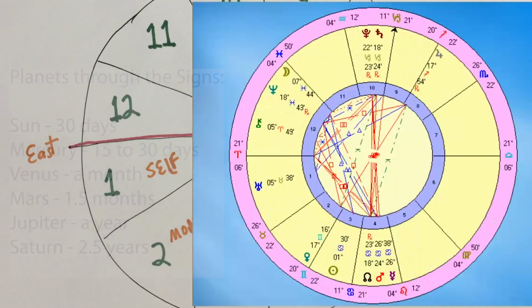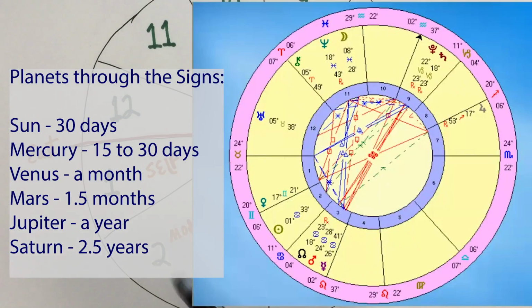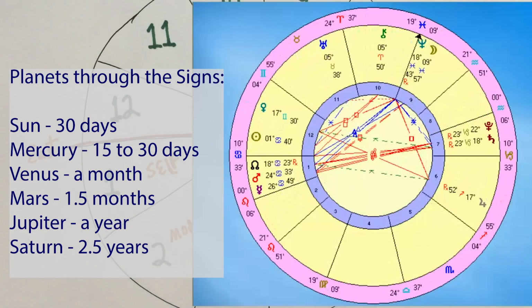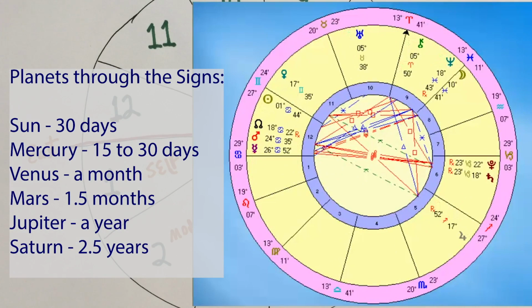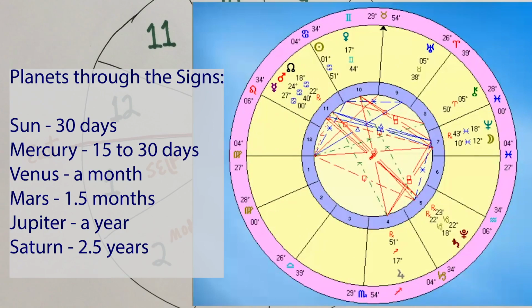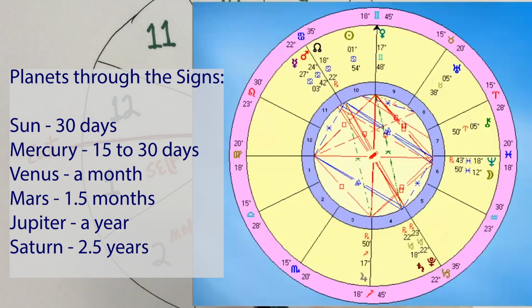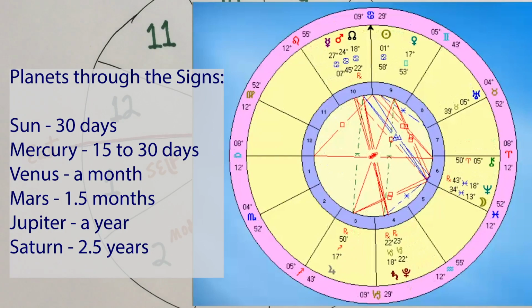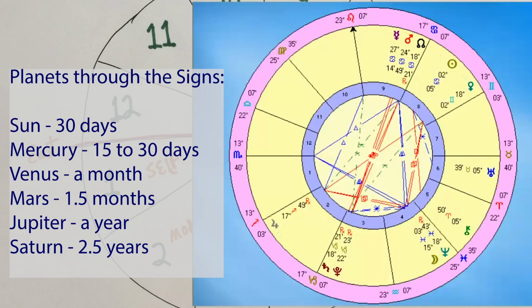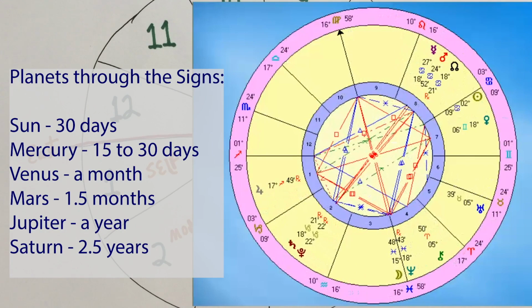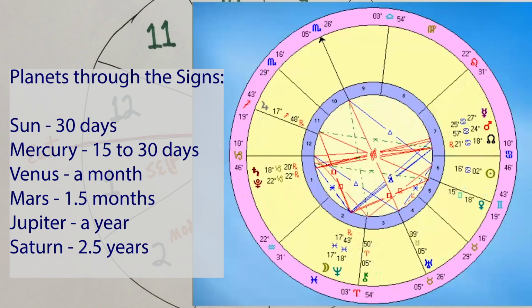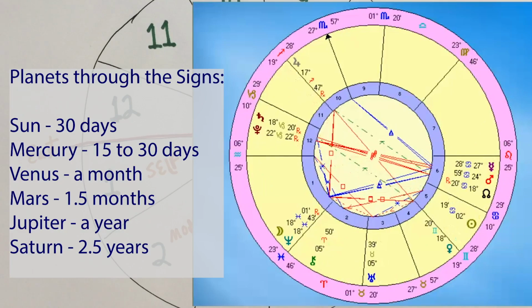The sun, for example, will move through a sign basically in 30 days. Mercury, which is the guy we've been watching, is going to be about 14 to 30 days. So let's say about 20 days. Venus is going to take a month to move through a sign, and Mars takes a month and a half. Now here we come to the slower planets. Slower planets are going to be like Jupiter. Jupiter is going to take a whole year to move through a sign, and Saturn even longer, 2.5 years.